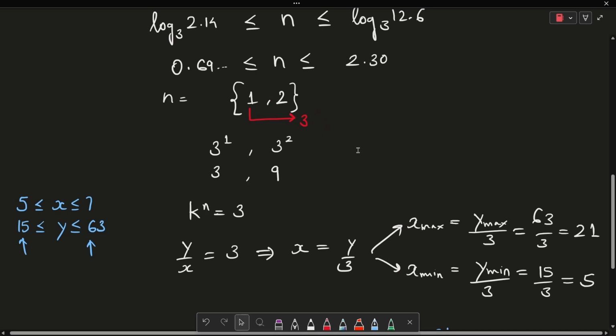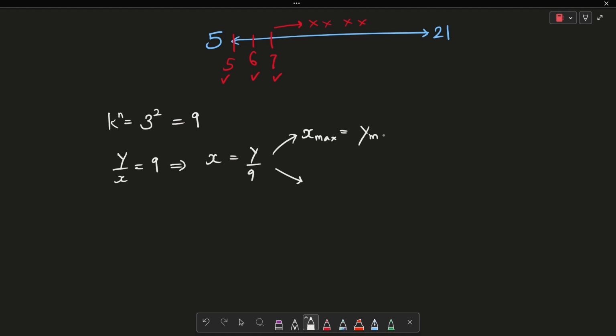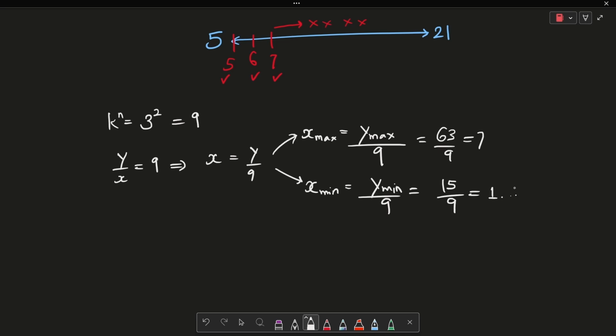Similarly, we can do it for n equals 2. So k to the power n equals 3 to the power 2, that is 9. So y by x equals 9. This implies x equals y by 9, and my x max can be y max by 9, and my x min can be y min by 9. My x max is 63 by 9, that is 7, and my x min is 15 by 9, that is somewhere 1 point something. Okay, doesn't matter, right?